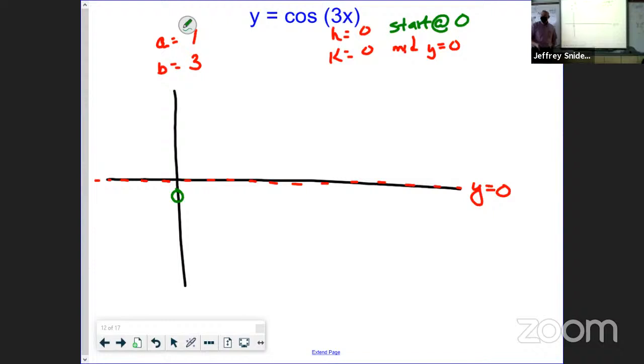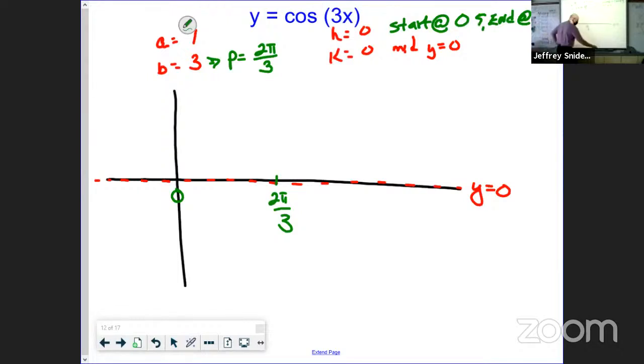Before I can find out where it ends, I have to know the period. Here's B. What is the period of this thing going to be? 2 pi divided by 3. That's it. You leave it like that. So this thing's going to start at 0, and it's going to end where then? 2 pi over 3. And end at 2 pi over 3. Boom. So here's 0. Here, I'm just going to say right about here is 2 pi over 3. Okay? Are we okay with that?